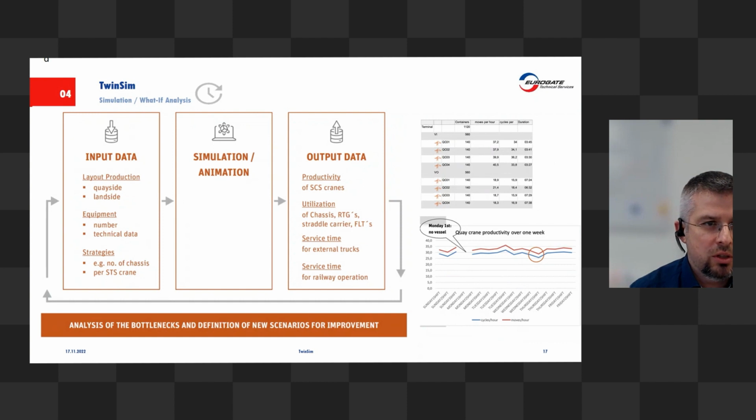But strategies from the TOS system will also be put as input into this simulation. The output of this simulation will give us an overview of the equipment productivity, the utilization of the equipment, and possible service times for trucks or rail operations. This enables the end user to make a better decision because he can simulate immediately, because this whole simulation is connected to a database all the time. So the user can start a simulation immediately and doesn't need to prepare any data to do it. And this is the big advantage which we see with this digital twin.